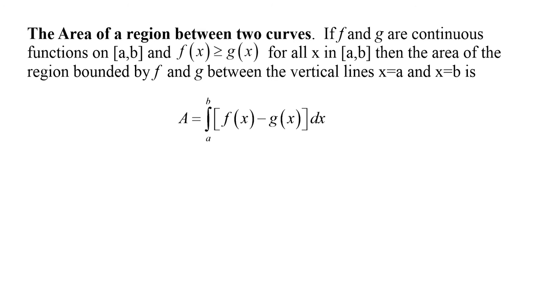So first thing, the area of a region between two curves, a definition. If f and g are continuous functions on some given interval a to b, and the function f of x is greater than g of x for all the values of x inside that interval a to b, then the area of the region bounded by f and g between the vertical lines x equals a and x equals b is given by that function. The area is equal to the definite integral from a to b of f of x minus g of x dx. So what does that mean?